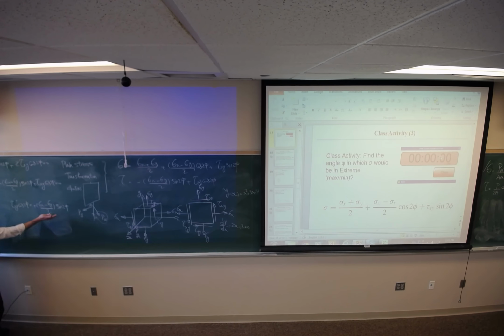If I divide both sides by cosine, I will get tau xy equals (sigma x minus sigma y) divided by 2 times sine of 2 phi divided by cosine of 2 phi. I just divided by cosine of 2 phi, and this is going to be the tangent of 2 phi. The tangent of 2 phi is going to be tau xy divided by (sigma x minus sigma y) divided by 2.